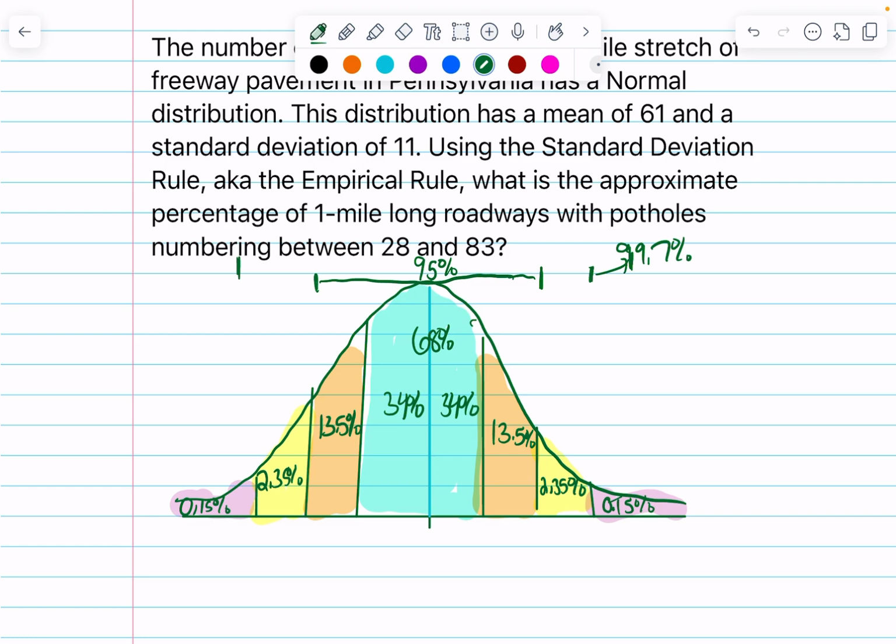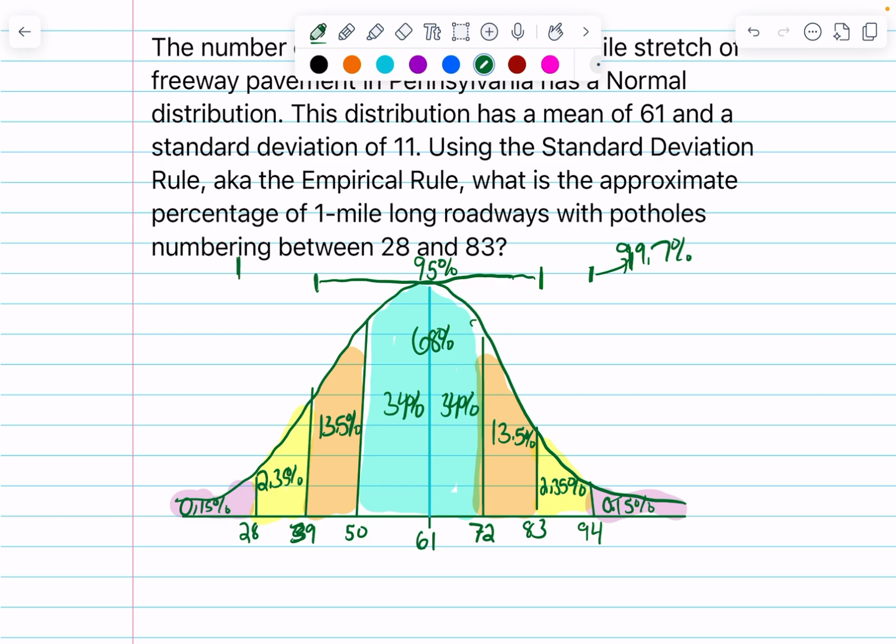The mean will go in the middle, that's 61. And the standard deviation is what you use to fill in the rest. So if you're going to the right, you add the standard deviation each time. So 61 plus 11 is 72. 72 plus 11 is 83. 83 plus 11 is 94. If you're going to the left, you subtract. So we'd get 50, 39, and 28. I hope I've subtracted correctly.